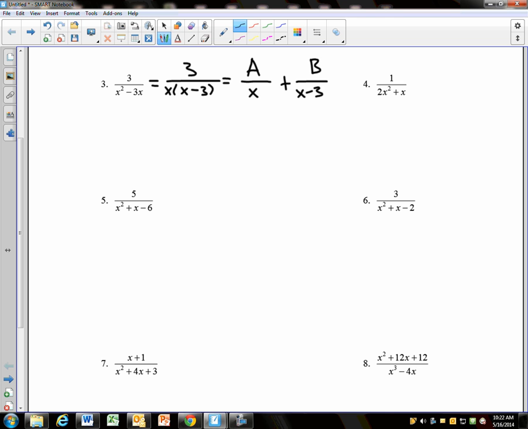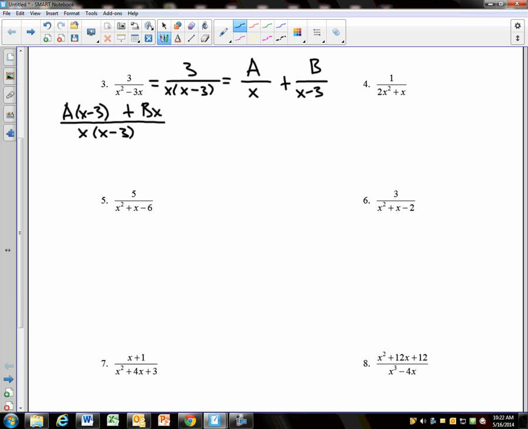So we got a over x plus b over x minus 3. What would you do here in order to combine these fractions? Multiply by x minus 3. So you have a times x minus 3, okay, plus what would you do to this side? B times x, and that would all be over x times x minus 3.